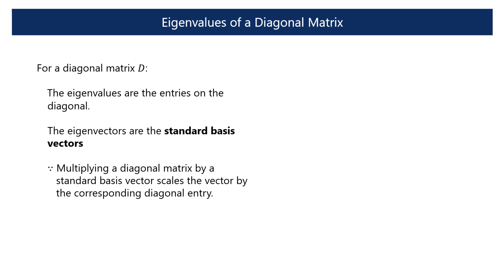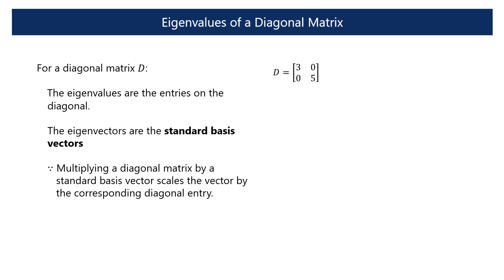The next property is about eigenvalues of a diagonal matrix. For a diagonal matrix D, the eigenvalues are simply the entries on the diagonal, and the eigenvectors are the standard basis vectors. This is because multiplying a diagonal matrix by a standard basis vector scales the vector by the corresponding diagonal entry.